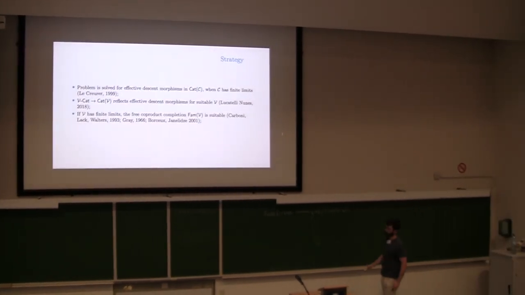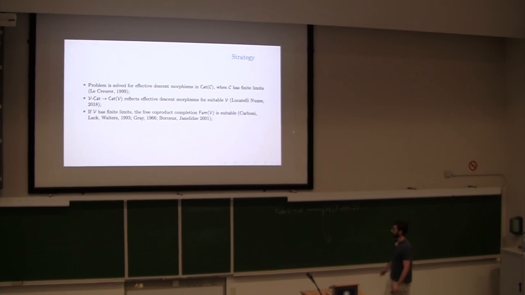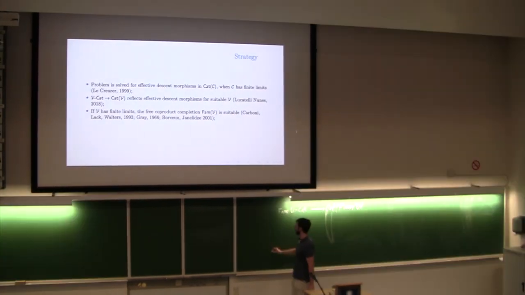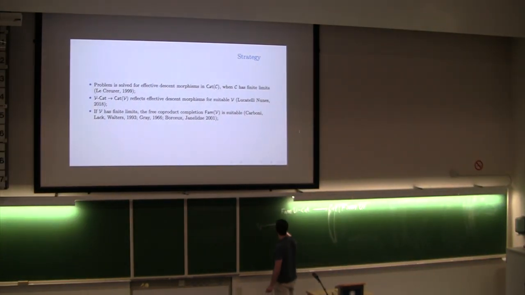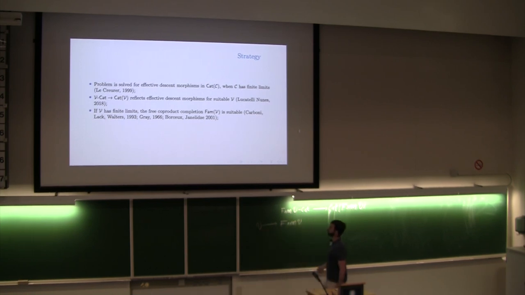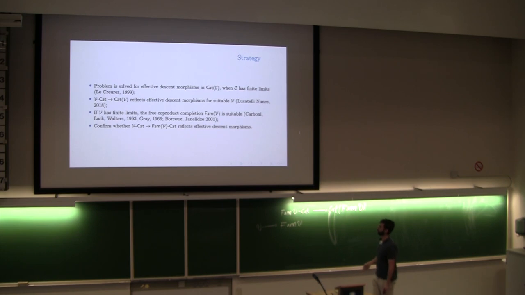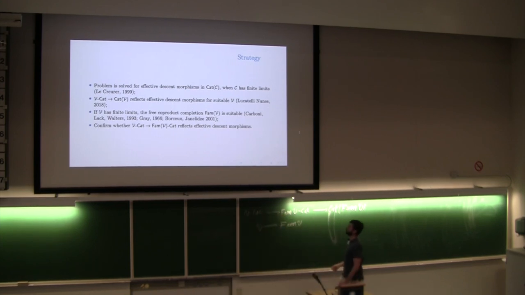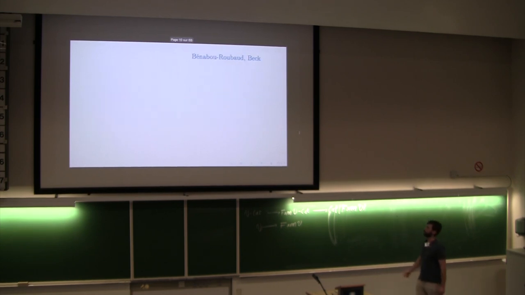This reflects effective descent morphisms. And we also have an embedding of V-Cat into Fam(V)-Cat. So we have a natural question, which is: does V-Cat into Fam(V)-Cat reflect effective descent morphisms? And that's what we will prove. So first we need to recall what an effective descent morphism is.